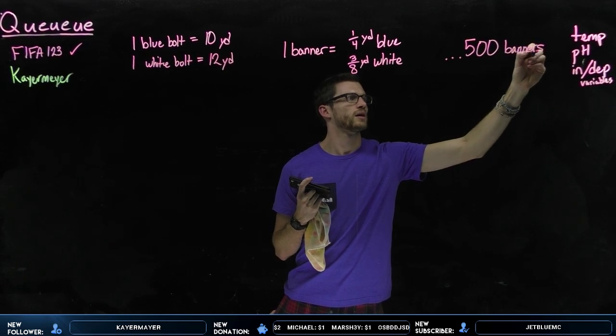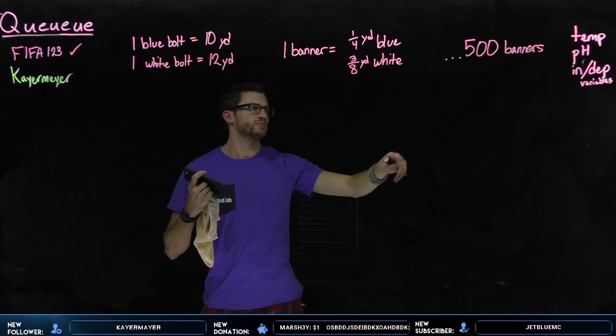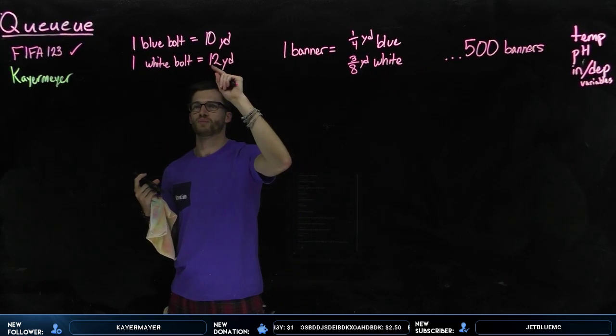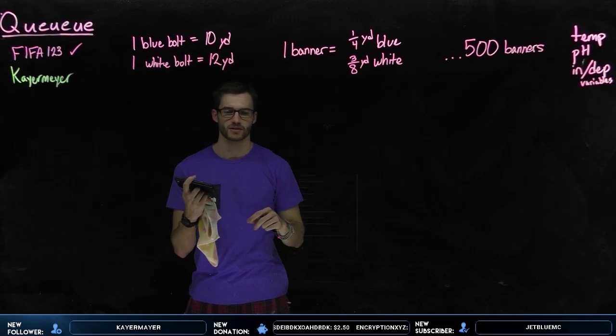Okay. There are a lot of different things here. We have yards for lots of stuff, but then we also have banners, we have blue and white, and we have bolts. So there's a lot of stuff to keep track of. But I like writing it all out and not having it in sentence form.